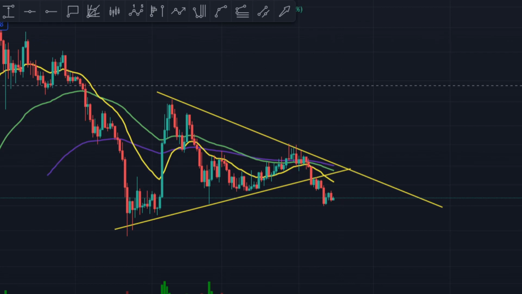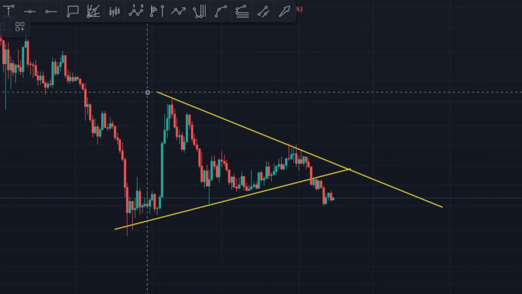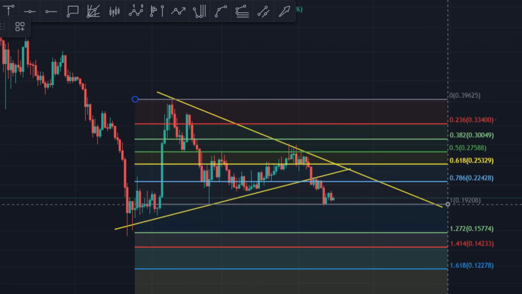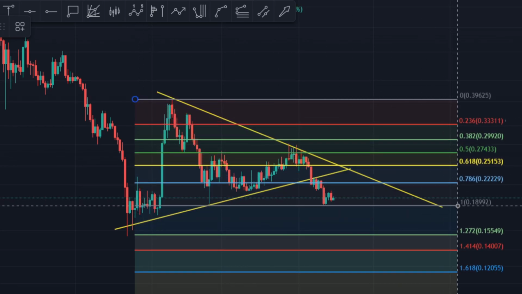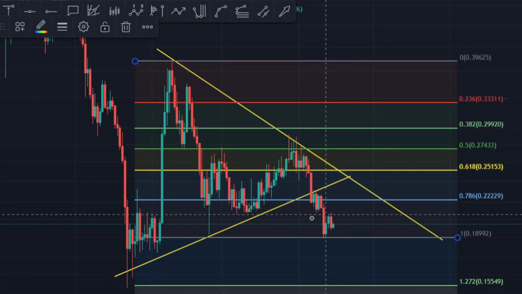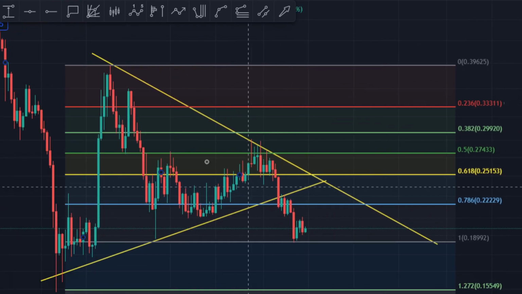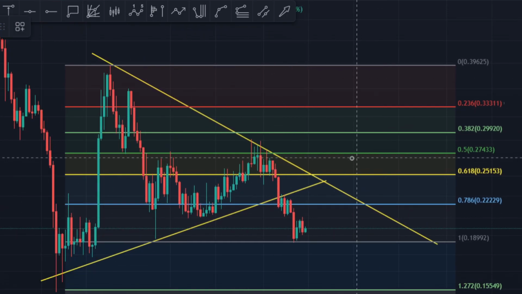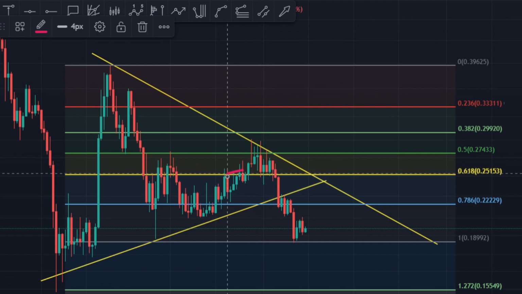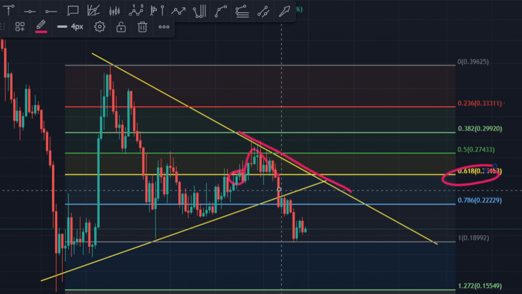Now, if you take this whole pattern and you just measure this move right over here, you can see clearly we are in the Fibonacci as well. Once we broke above the 0.618, we went above, tried to break this, couldn't break it, came down and broke. Once we broke below the 0.618, that's when the drastic fall happened.